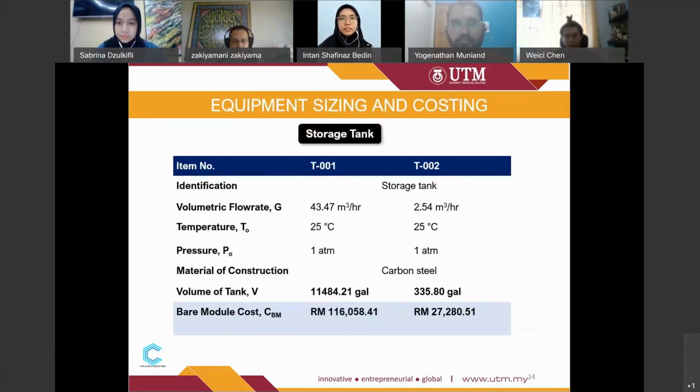We have 2 storage tanks in our plant. The first one has the capacity of 11,000 gallons with 116,000 ringgit for the costing, and another one has the capacity of 335 gallons with 27,000 ringgit for the costing.